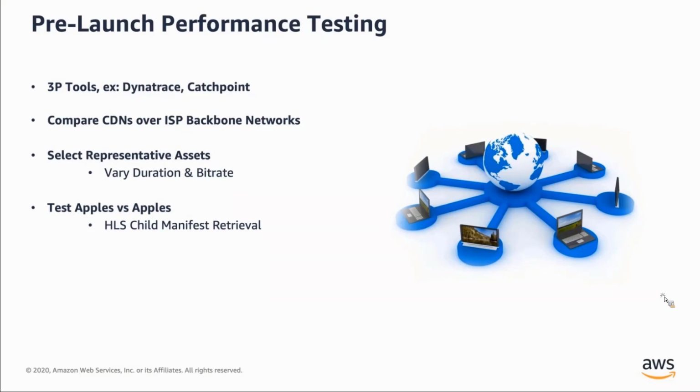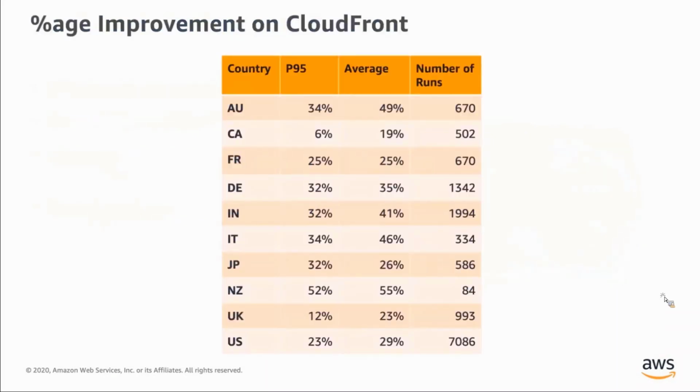So once we figured out our problems in our tests, here are the results that we saw. We saw that our CloudFront setup was actually significantly more performant than our previous CDN. We're seeing performance improvements anywhere from 20 to about 55%, depending on the region. So this told us that we were definitely on the right track.